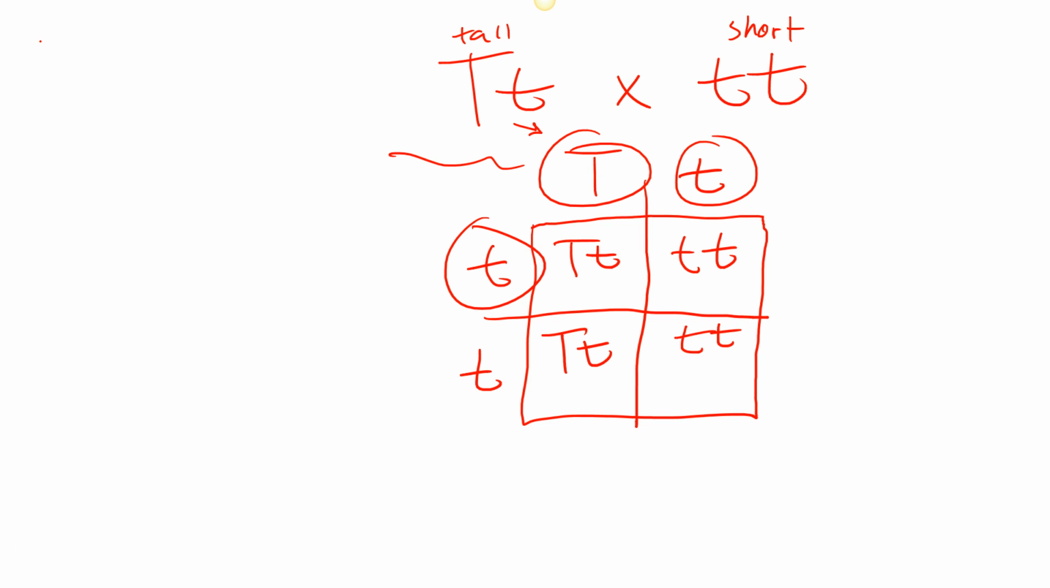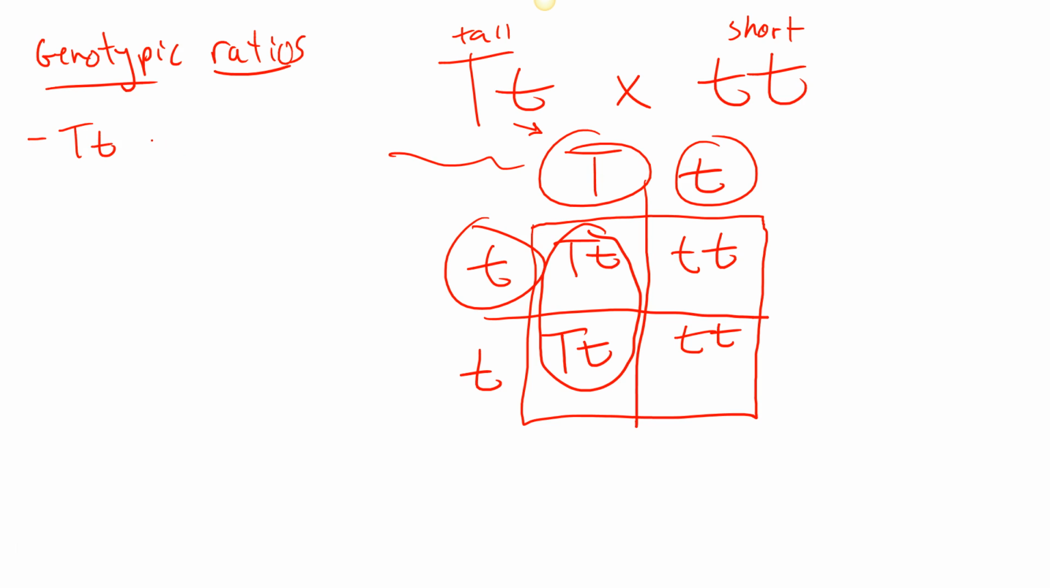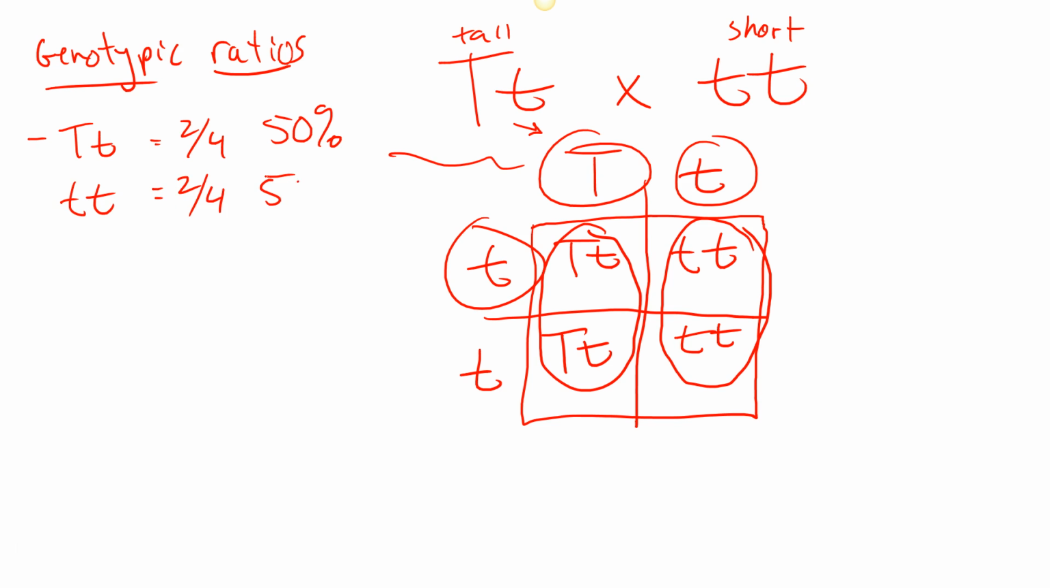Okay, so let's look at the genotypic ratios. So it looks like we have, these two are big T, little t, 2 out of 4, 50%. And then we have a different genotype, not the same. Homozygous recessive, also 2 out of 4, 50%. Okay, so that's a 2 to 2 ratio, which can be simplified as 1 to 1.